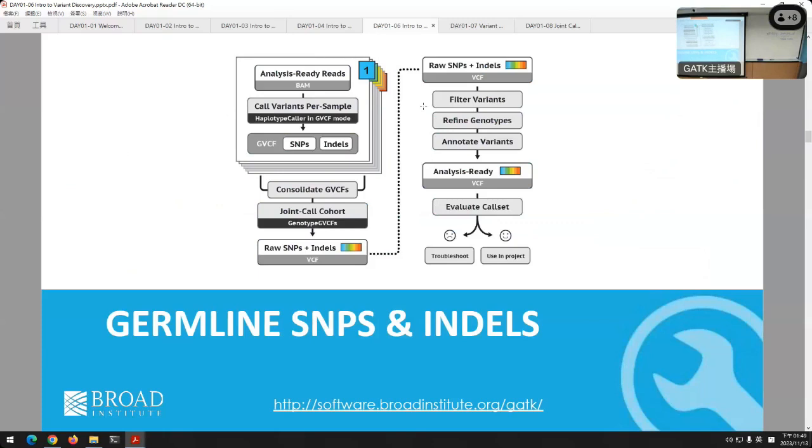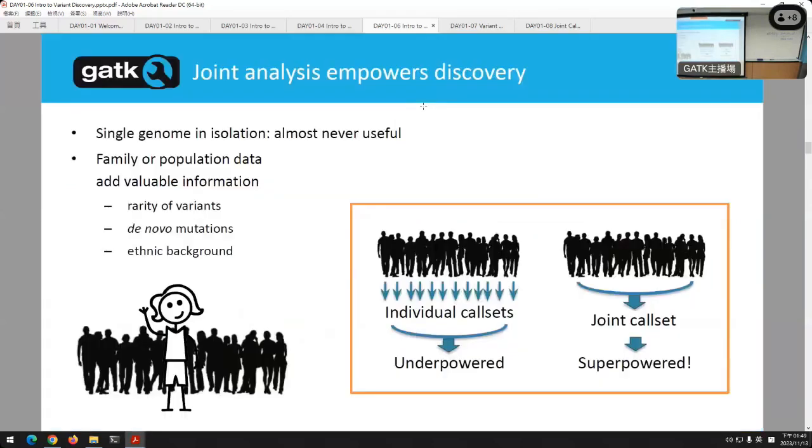For germline, inherited SNPs, one-letter changes, and indels, small insertions or deletions, the most important thing, and Aaron will cover this today at the end of the day after your next break, is something called joint calling. This is very important. Say in a clinical case, maybe you have one patient, a baby who has some genetic disease, and you're trying to figure it out. You do sequencing and find this baby has 3 million mutations.